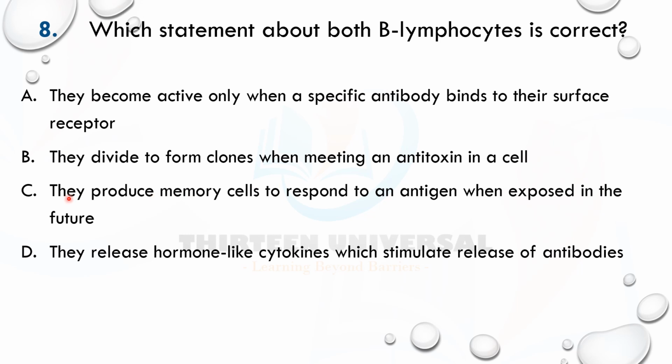Right. C says they produce memory cells to respond to antigens when exposed in the future. Yes. Okay. So they produce memory cells. And when those memory cells encounter the same antigen, they will divide quickly and produce antibodies. All right. And that gives the organism immunity. Now this says they release hormone-like cytokines. They don't release cytokines. What releases cytokines is T helper cells, not B lymphocyte. Okay. So what do you think is the answer? Of course, C. All right, come with me.